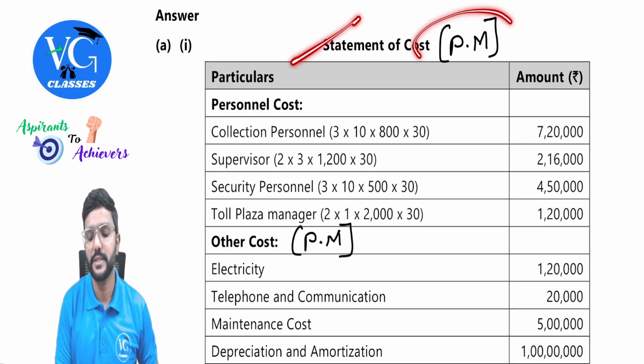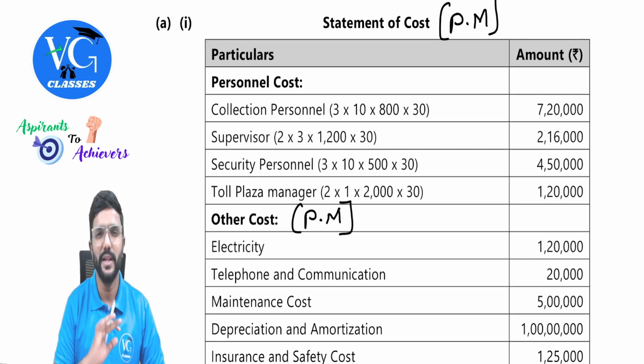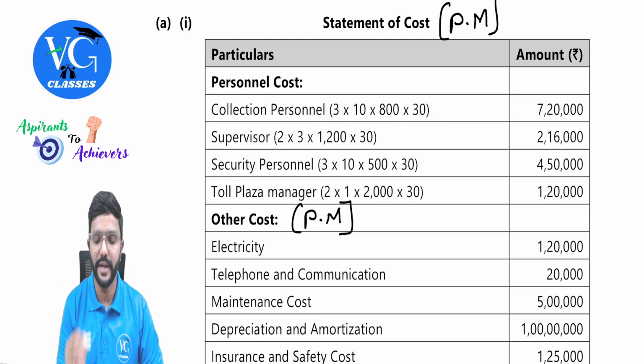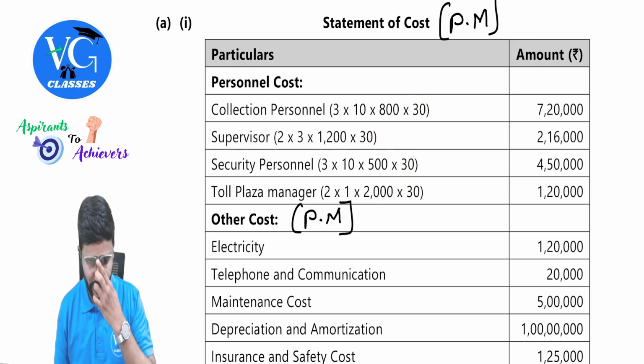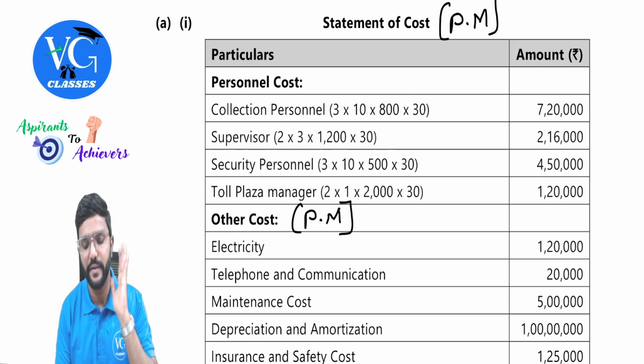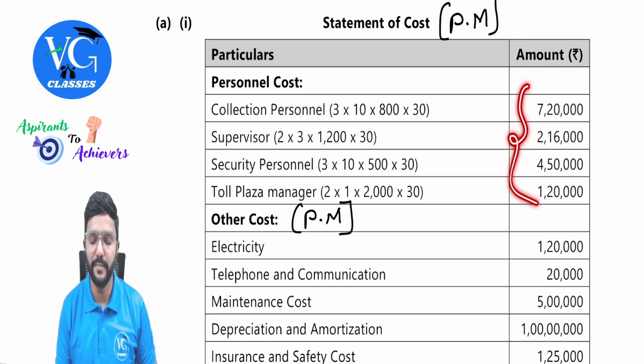Statement of cost, that is per month. Personnel cost, that is all the salaries, guys. Collection personnel, 3 into 10 into 800 into 30. I already explained all this. One thing you have to take care of is the 30 part. Rest all is given in the question itself. As it is given per day, we need to multiply everywhere by 30, guys. We got the per month salary.